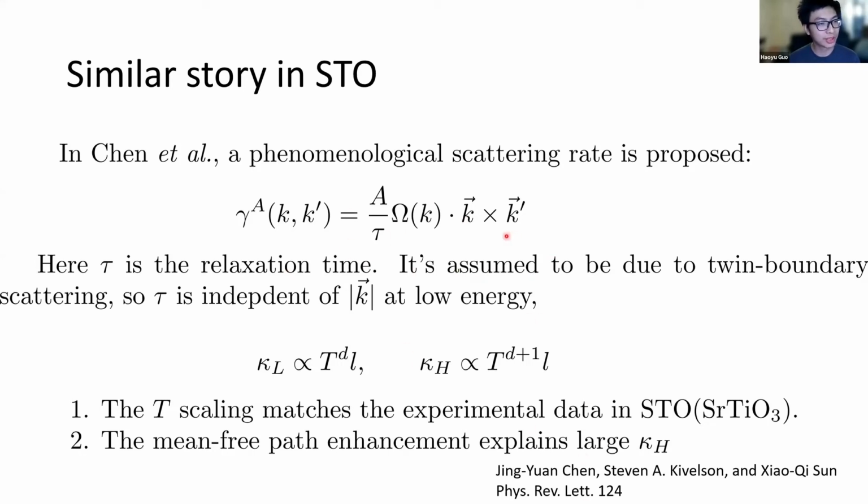In this work they proposed a phenomenological skew scattering rate, which is the following. It's like a over tau times the triple product of k, k prime and the boundary curvature. Here tau is the longitudinal relaxation time. Because they assume that the main scattering mechanism is scattering at the boundary, at low energy tau goes like a constant, independent of the momentum. Their result is that the longitudinal conductivity is proportional to T to the d times the mean free path l, and the thermal Hall conductivity is T to the d plus 1 times the mean free path l.